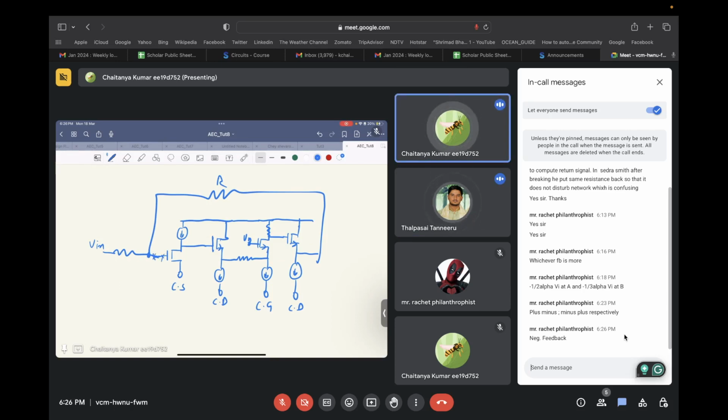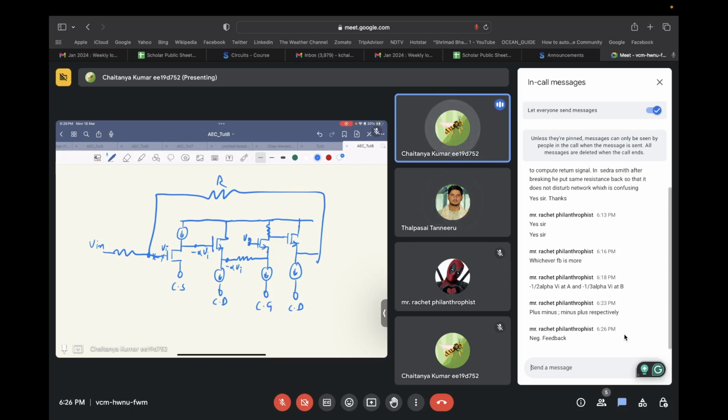Let's say you break it before the common source. If you give some vi over here, what will be the voltage at the output? It is inverted, sir, with a gain of gm times, so minus some alpha vi. And then what is over here? Minus alpha vi, assuming it is a common drain with a gain of 1.